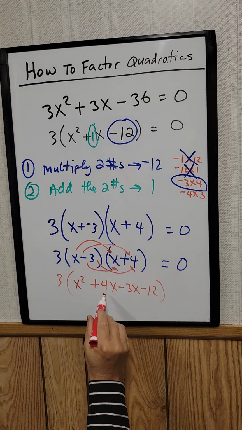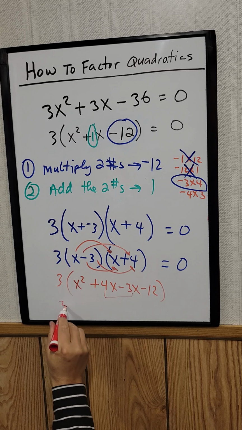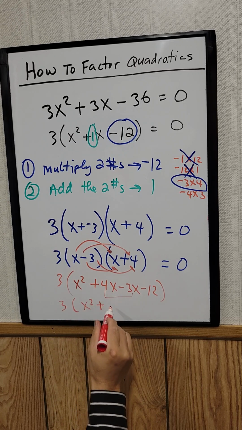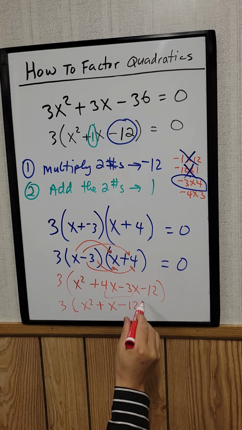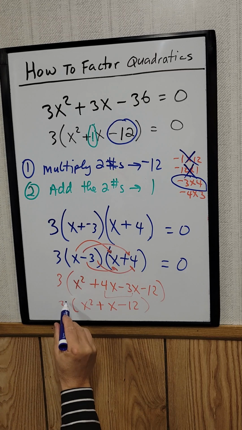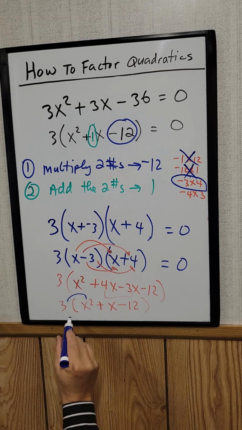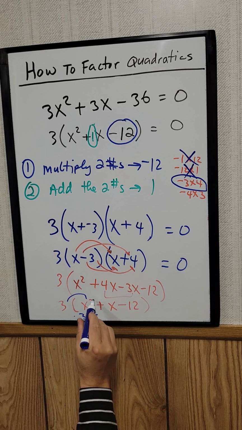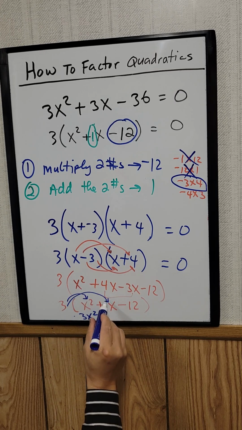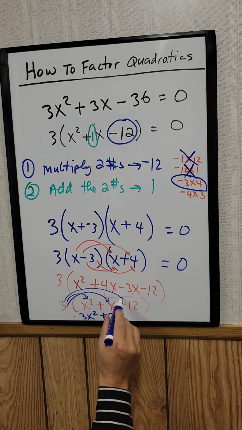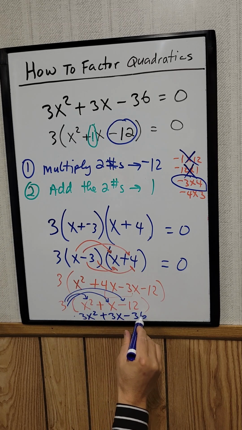All right, add like terms, so 3 times x squared plus x minus 12. And if you use the distributive property right here, multiply the 3, that's equal to 3x squared plus 3x, and then this will be minus 36, so equal to 0.